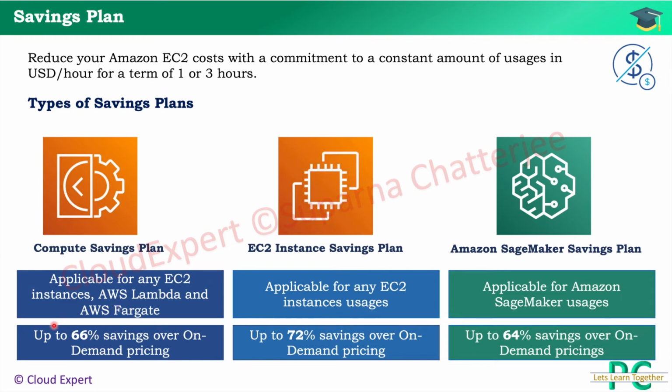Compute Savings Plan will give up to 66% savings over on-demand pricing. Instance Savings Plan will give you up to 72% savings over on-demand pricing, but you have to understand, this does not include any Lambda, Fargate or ECS usage. On the other hand, SageMaker will give you up to 60% savings over on-demand pricing, and that is limited to SageMaker usage. You have to understand, Savings Plans do not apply to Spot usage or usage covered by Reserved Instances.